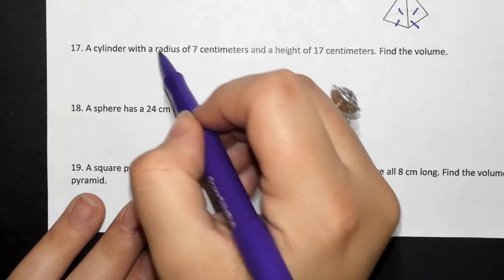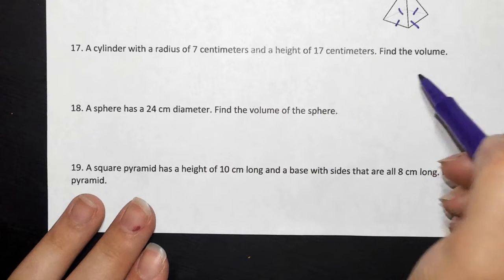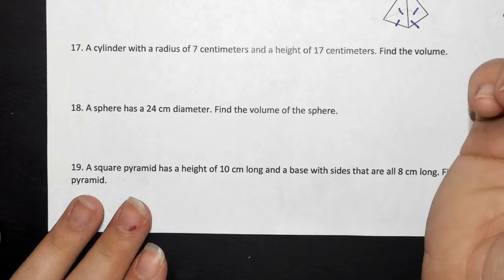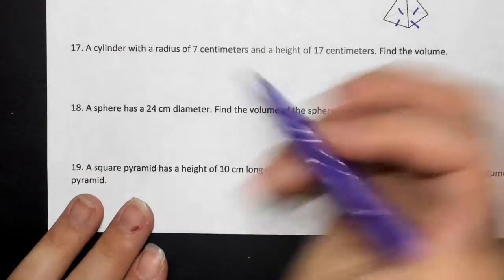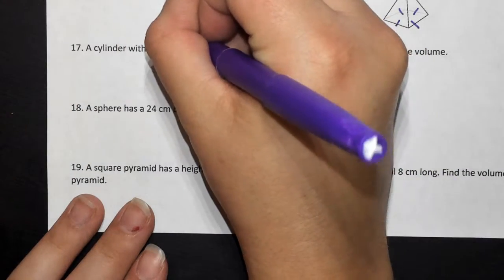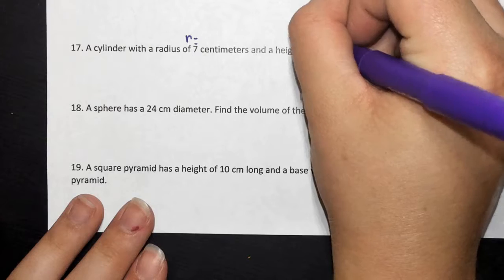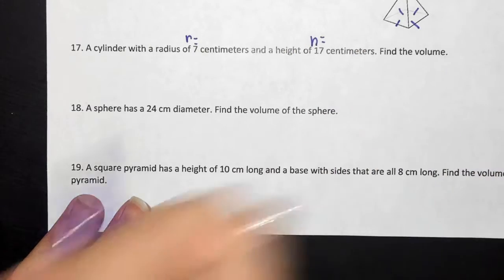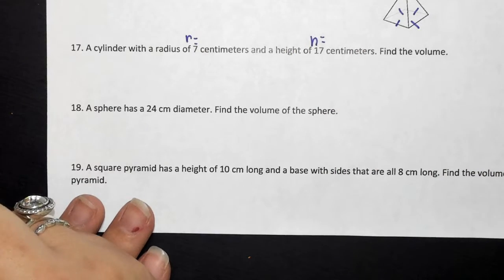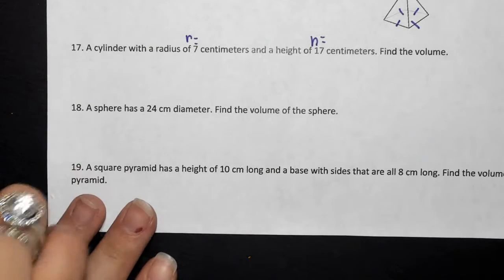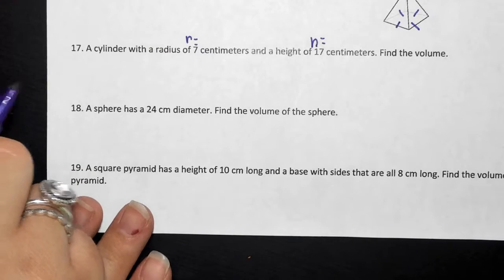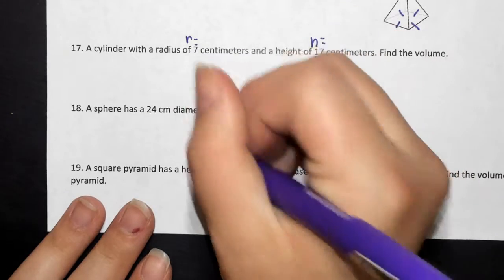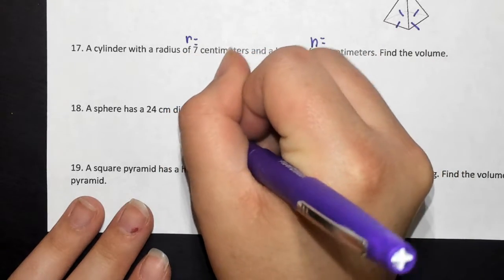17. A cylinder with a radius of 7, height of 17. Well, for a cylinder, all I need is radius and height. Okay? Nothing's tricky about that one. You have your height and your radius, just plug them in. 18. A sphere has a 24 centimeter diameter. Well, what do I need to find a sphere? Diameter or radius? Radius. So your radius is half, which is 12. Then plug it in.